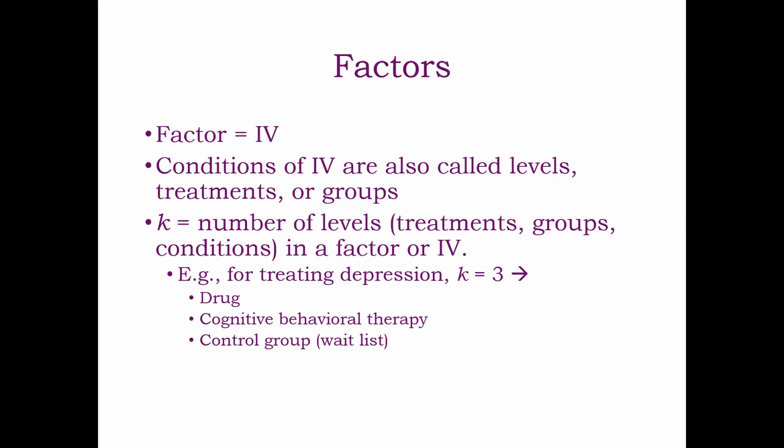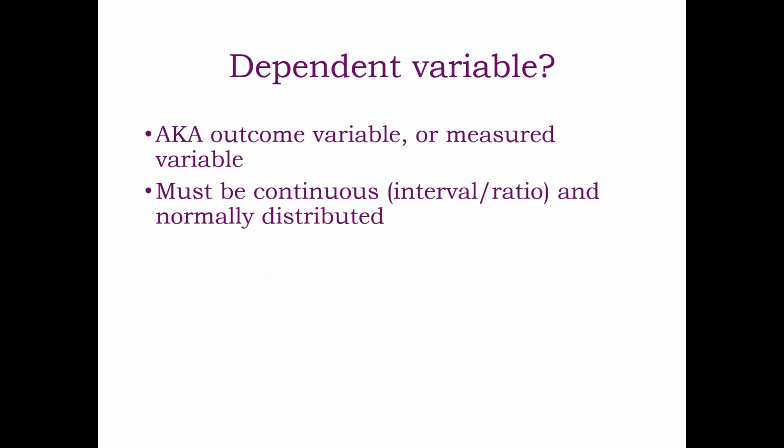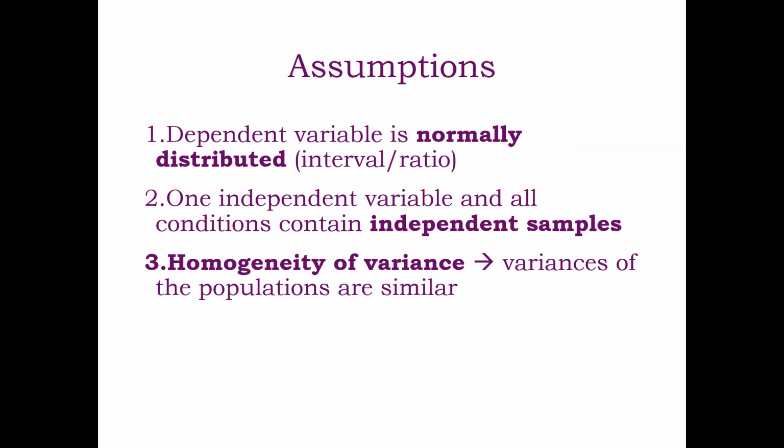So K equals 3. The dependent variable is also called the outcome variable or measured variable. Thinking of it as a measured variable is good because you can think, we'll measure depression after people are randomly assigned to groups. In our example, we measured social cognition after having people randomly assigned to view either documentary, drama, or nothing, right? Your dependent variable, just like with t-test, must be a continuous interval ratio variable, and it should be normally distributed. This is the first assumption for an ANOVA, that the dependent variable is normally distributed, which means it must be interval ratio.